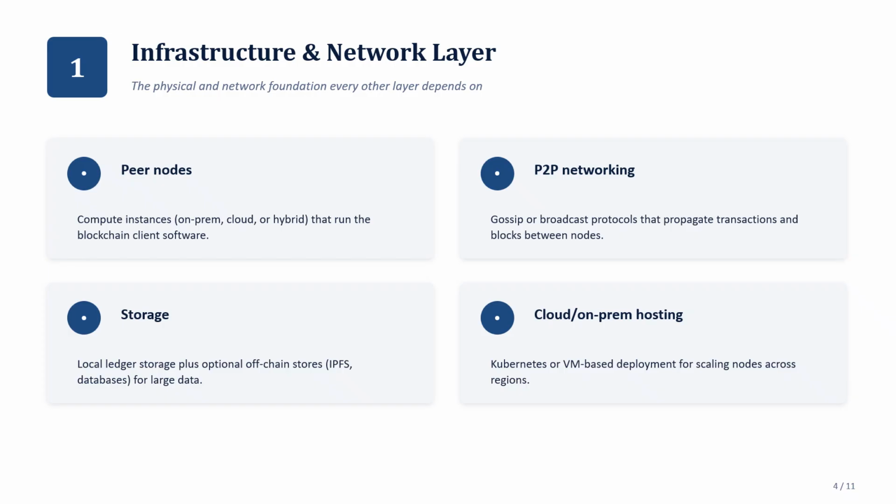Now we are going to look at each layer. Layer 1, infrastructure and network. This is the foundation everything else depends on. There will be peer nodes running the client software. Then P2P networking, the protocols that gossip transactions and blocks around the network. Third, storage: ledger storage, sometimes paired with off-chain stores like IPFS for large files. Then the hosting model: cloud, on-prem, or hybrid Kubernetes deployments happen here.